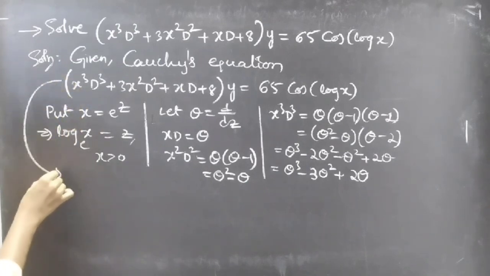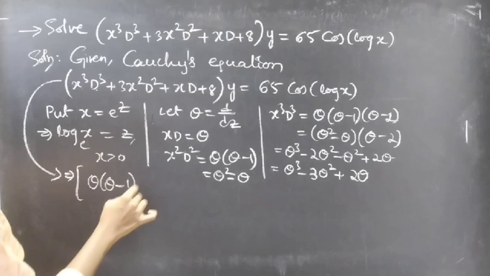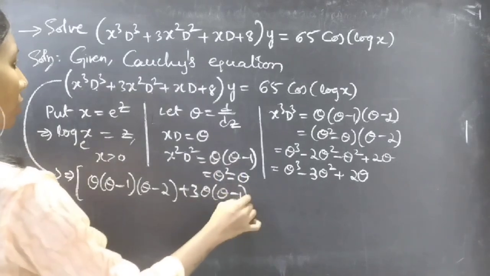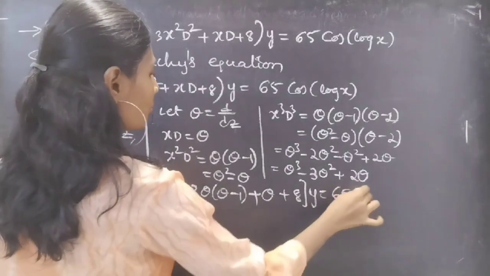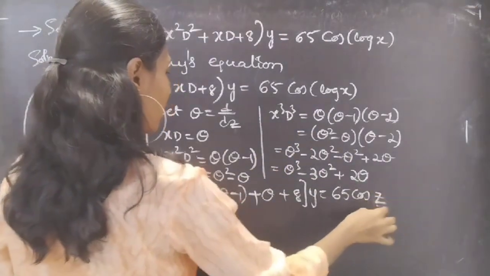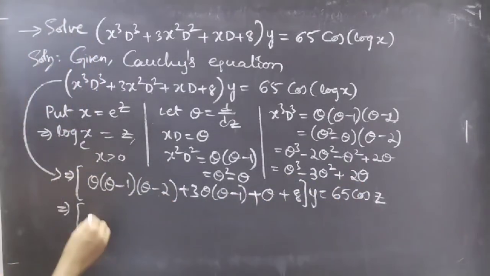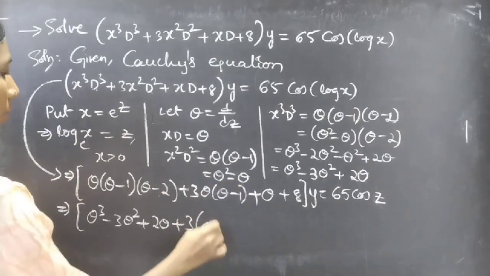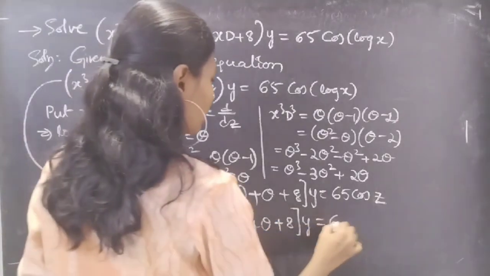Now the above equation becomes: replace x³D³ by theta(theta − 1)(theta − 2), replace x²D² by theta(theta − 1), replace xD by theta, and replace log x by z. We'll get theta(theta − 1)(theta − 2) + 3 theta(theta − 1) + theta + 8, into y, equal to 65 cos z. Then theta(theta − 1)(theta − 2) is theta³ − 3theta² + 2theta, plus 3 times theta² − theta, plus theta, plus 8, into y equal to 65 cos z.